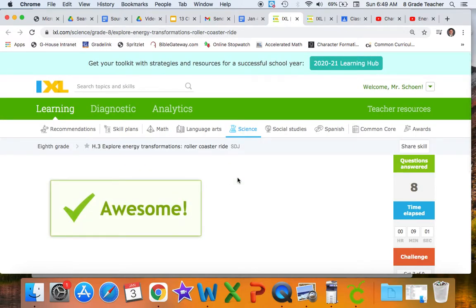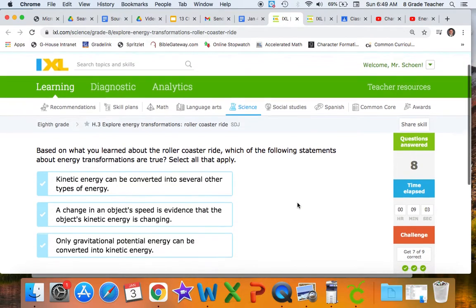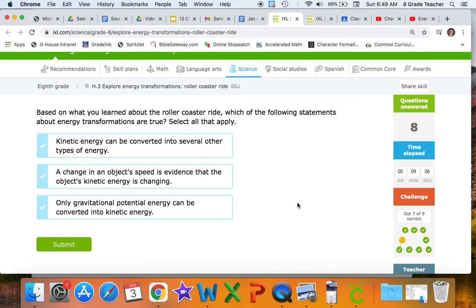Nice work. Based on what you learned about the roller coaster ride, which of the following statements about energy transformations are true? Select all that apply. Kinetic energy can be converted into several other types of energy. Yep. A change in object speed is evidence that the object's kinetic energy is changing. Yep.